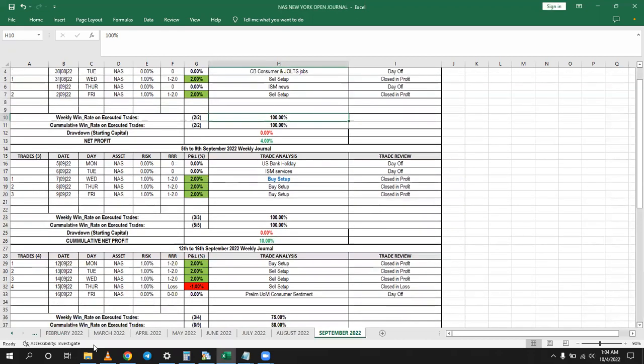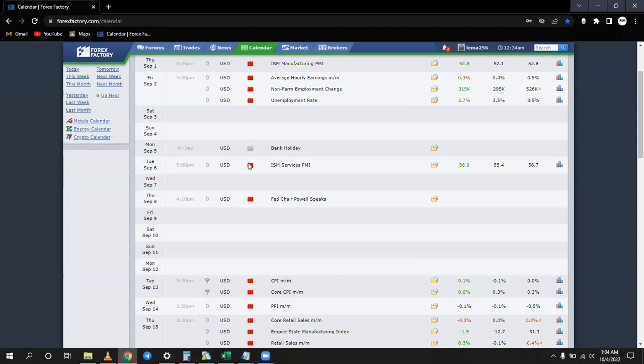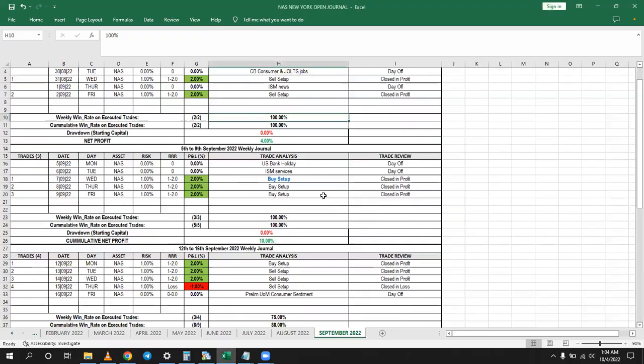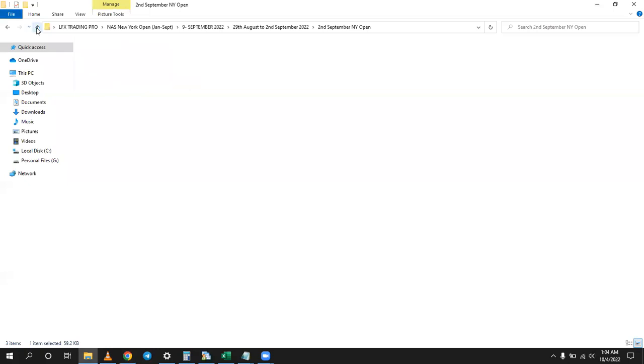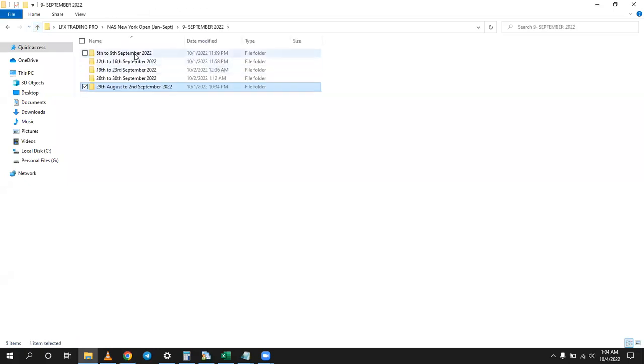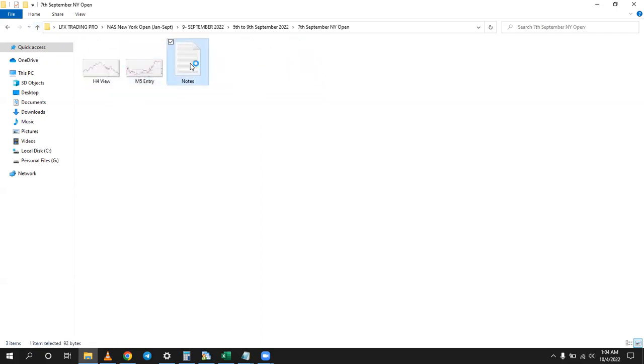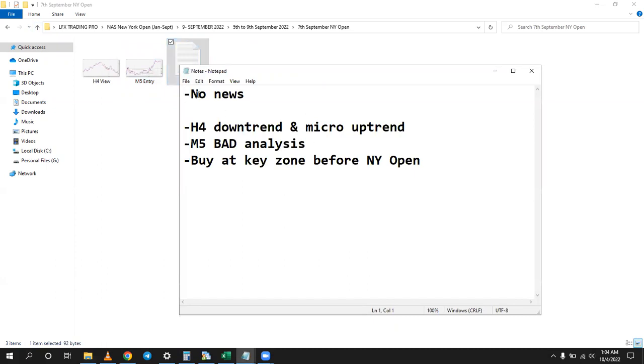And then on the 6th, the next day, Tuesday, we had ISM services. This was meant to be released 30 minutes after the New York Open. So meaning we had to take this day off also. As you can see, it was marked as a day off in the data. And now Wednesday, which is the 7th, we had no news basically. So let me get to that folder. Yeah, so now under my notes, we had no news that day.